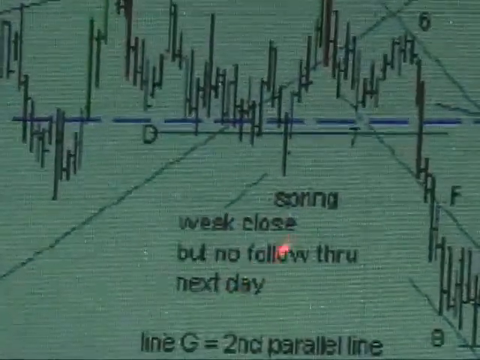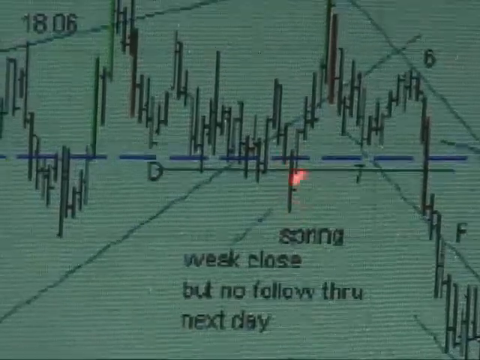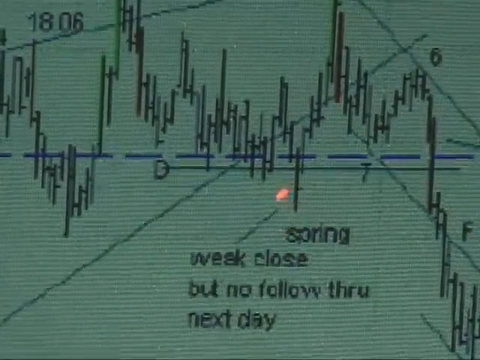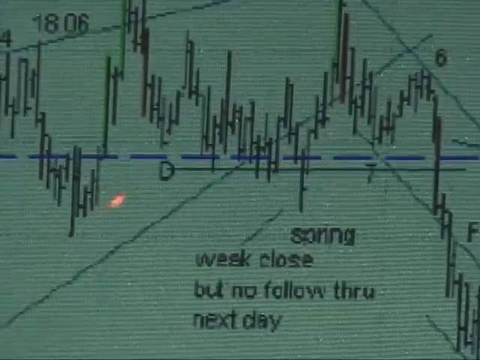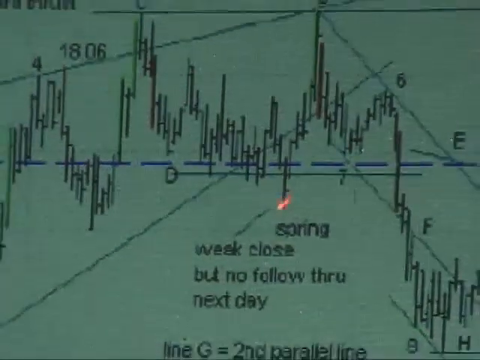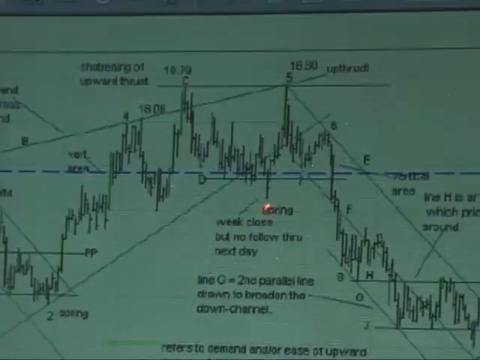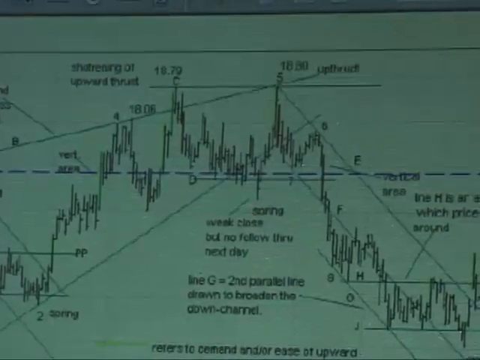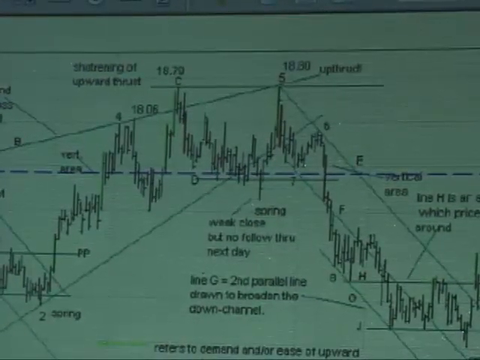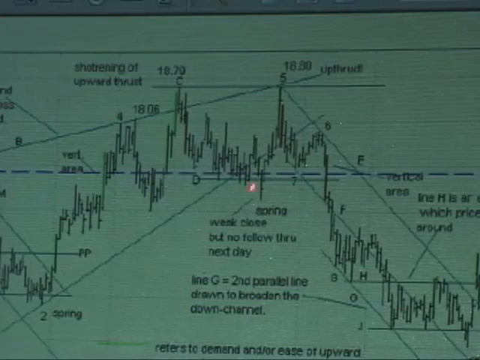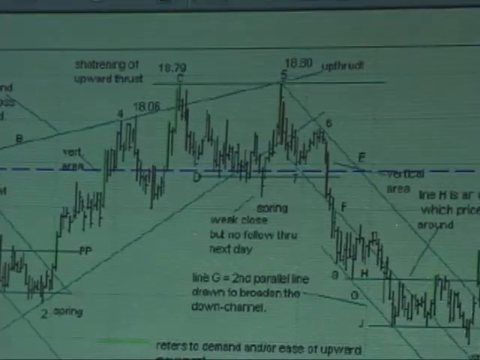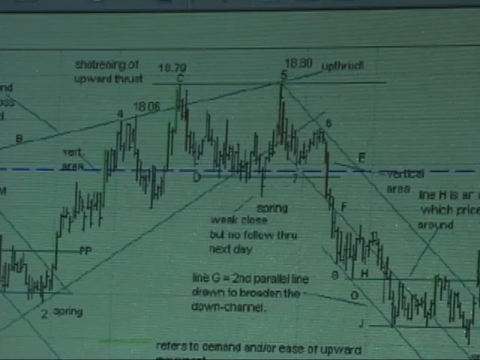This is a kind of a spring situation that I particularly like. The market breaks under line D and closes well under it, has pretty good price spread. Sometimes it closes right on the low. Those sellers seemingly have the advantage. If the market gaps up the next day, and the more it gaps, the better it is, buy it.